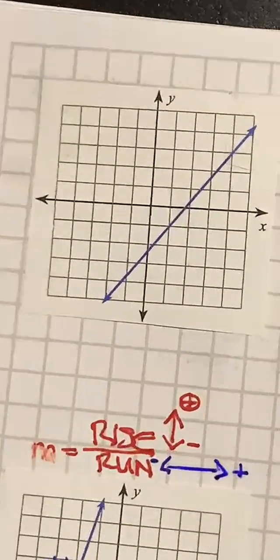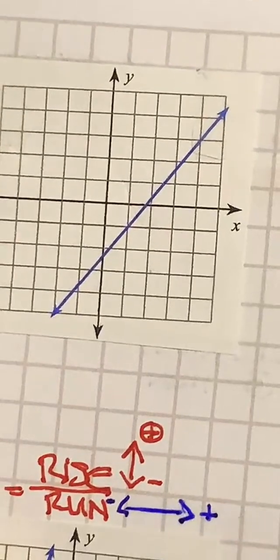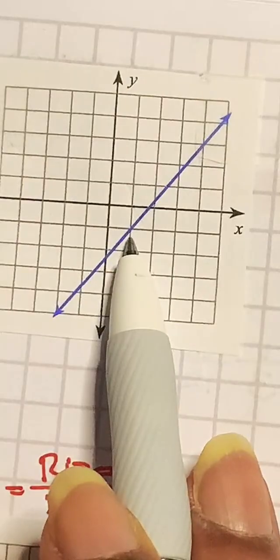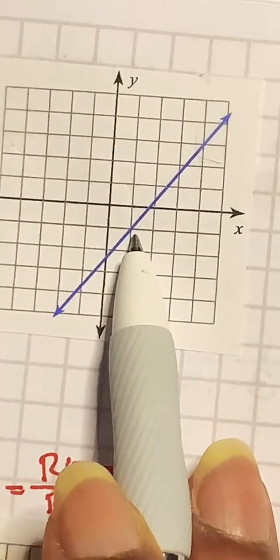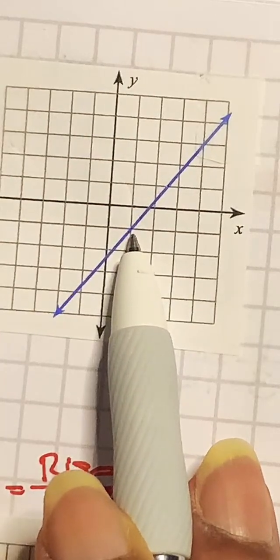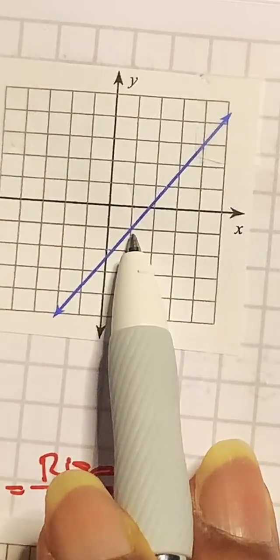So if I zoom in massively, I'm going to show you what one of the points looks like. Like this point right here at 1, -1. That is considered a point because you see how it crosses the grid line almost perfectly.